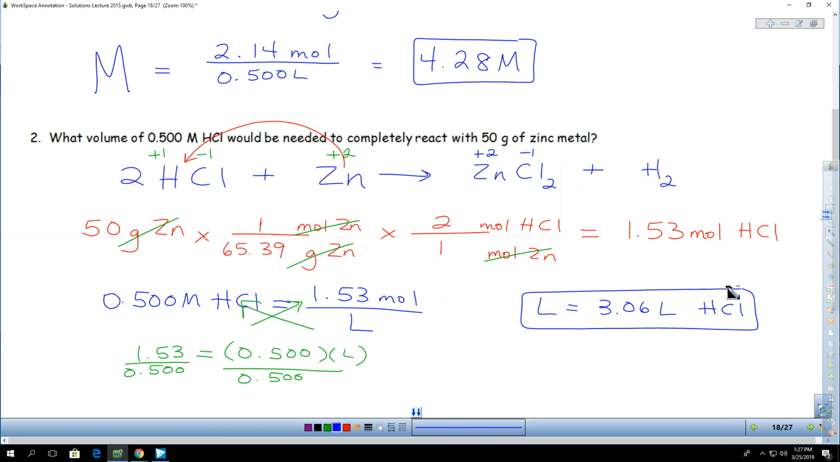And there you have it. So we can use this unit M for molarity to not only calculate the concentration, but we can also calculate any of the other variables. We could solve for moles of solute, or like in this example, we could solve for the volume needed for this chemical reaction.